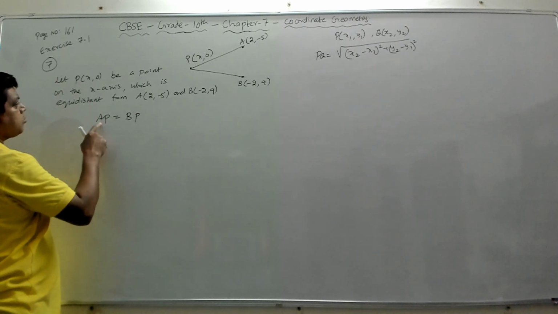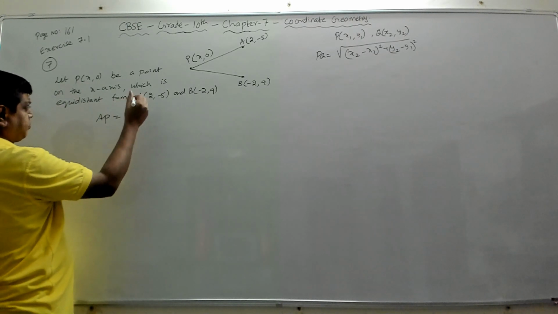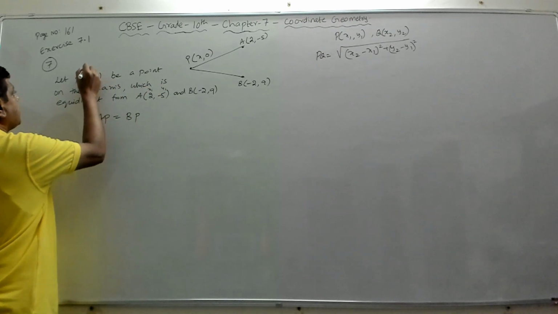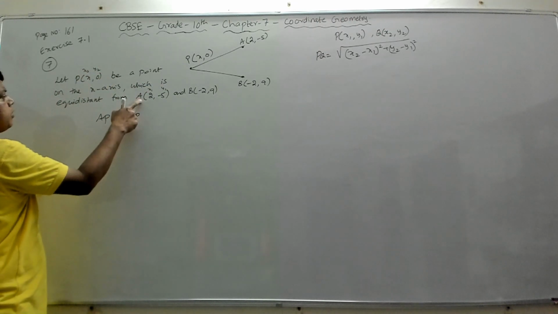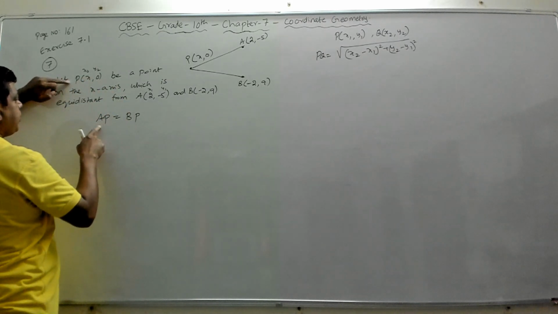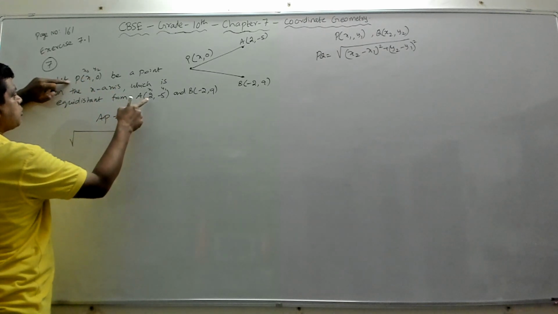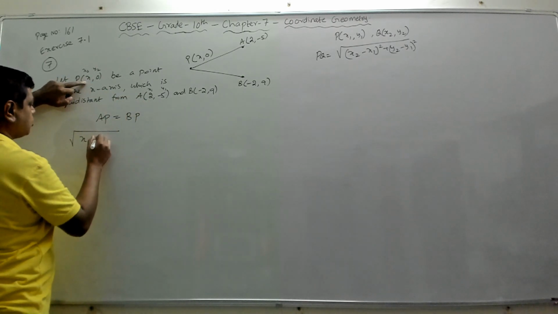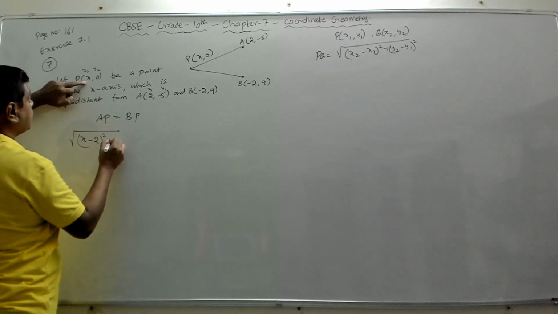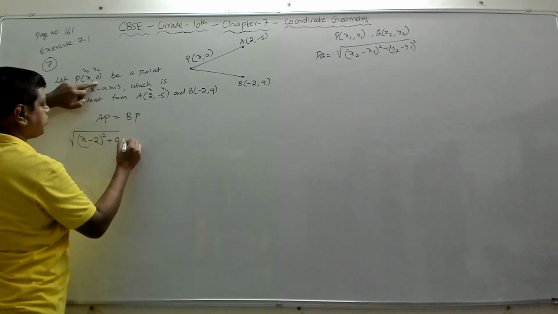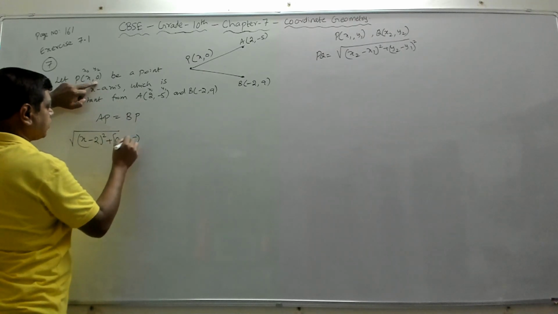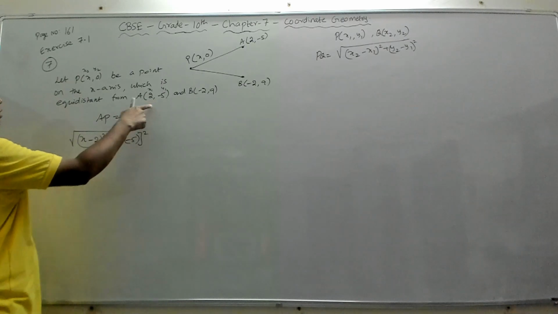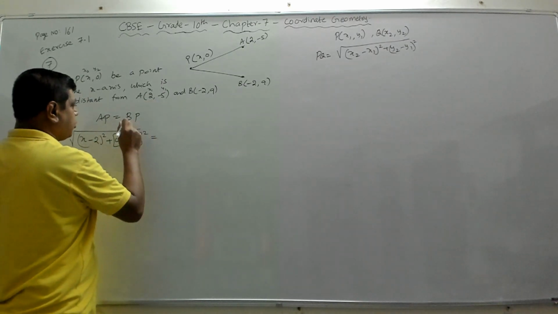So what is the distance between A and P? Suppose we take A as (x1, y1) and P as (x2, y2). Let's find the distance AP. AP is the square root of (x2 minus x1) the whole square, which is (x minus 2) the whole square, plus (y2 minus y1) the whole square, which is (0 minus of minus 5) the whole square. This is equal to BP.